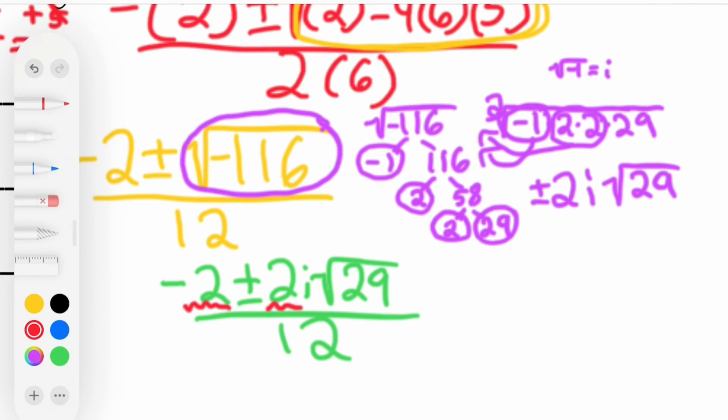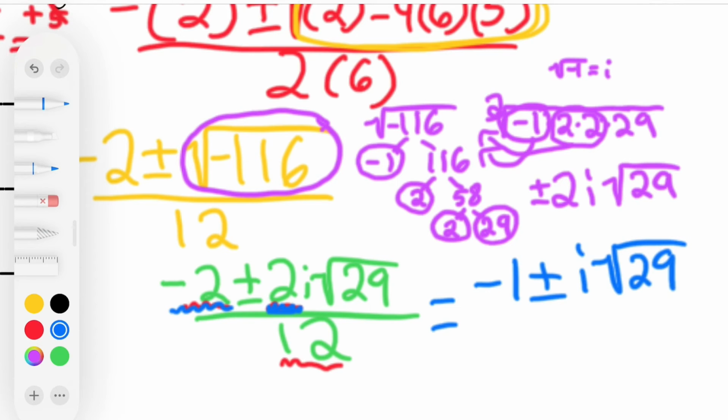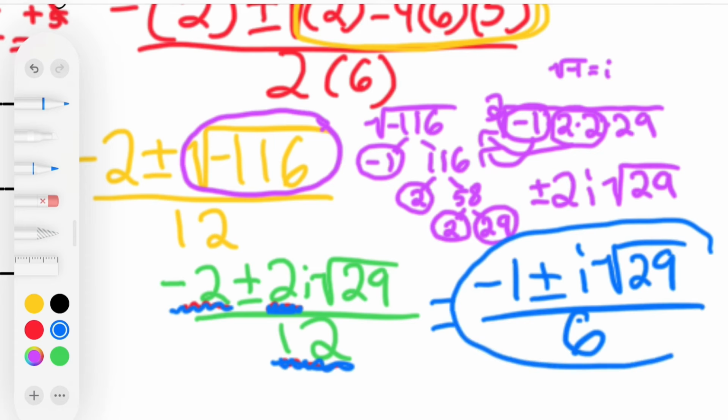Lastly, we are looking at the numbers 2, 2, and 12 to see if we can simplify all three numbers by a single number. We can. The number 2 can go into all three of them. So we will end up with -2 divided by 2, which is -1, plus or minus 2 divided by 2, which is 1, which we don't have to write because it's multiplication, times the square root of 29, all over our 12 divided by 2, which is 6. And that will be our answer.